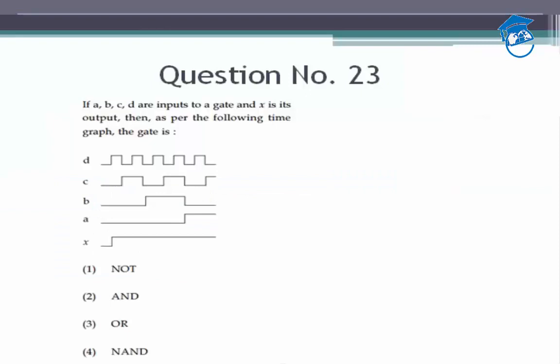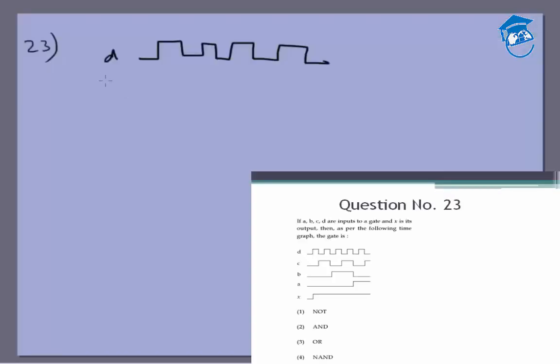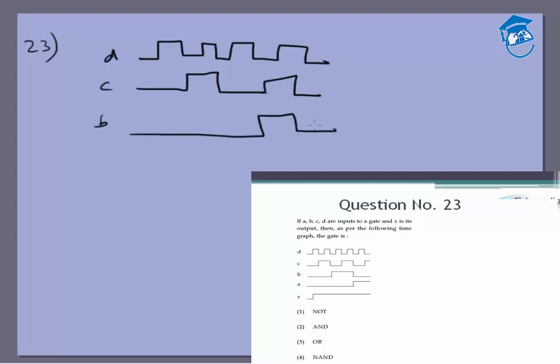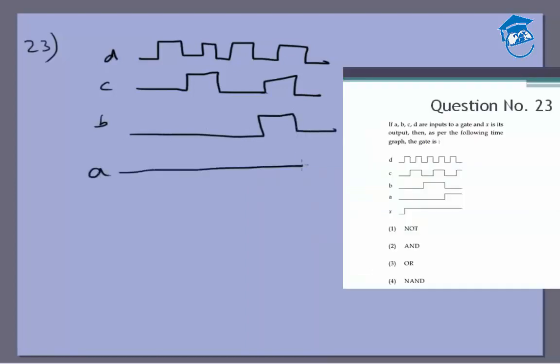Now, we know that the answer cannot be the NOT gate. I'll just draw a small portion of each of these. Something like this. B is... I'm not drawing it completely accurately. A would be something like this, and X would be like this. So obviously, since we are taking four numbers, it cannot be NOT.